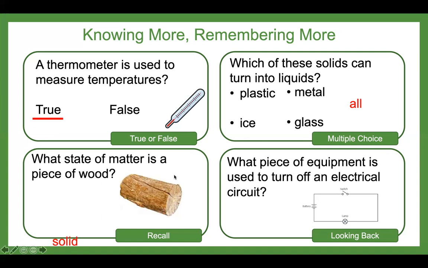What state of matter is a piece of wood? And the answer is a solid. And the final question, what piece of equipment is used to turn off an electrical circuit? And the answer is right here, it's a switch. I hope you did well.